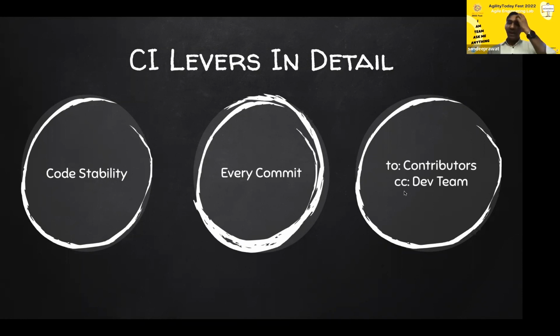So what we are saying is that if this code stability integration check fails, then the person or set of persons who contributed to that unstable code should get notified, and the complete development team should be informed that the code is unstable and they should not take that latest code. Does that make sense?